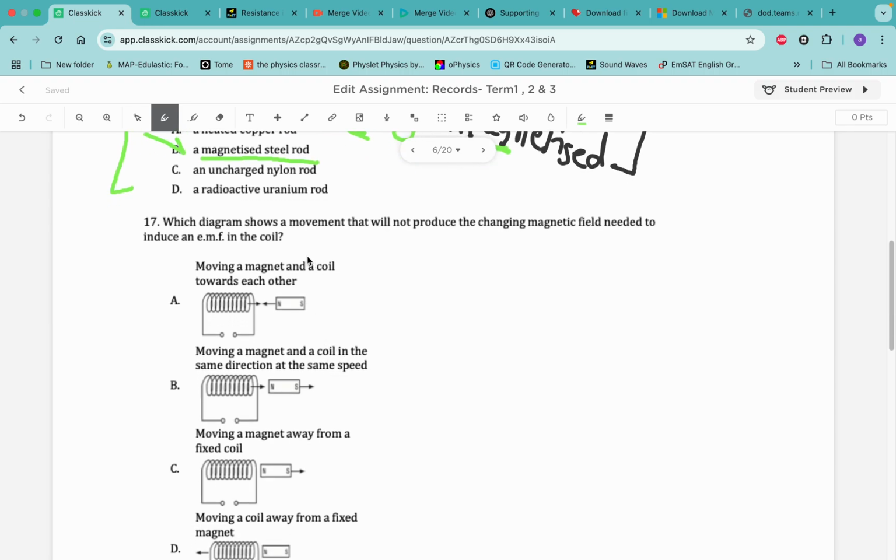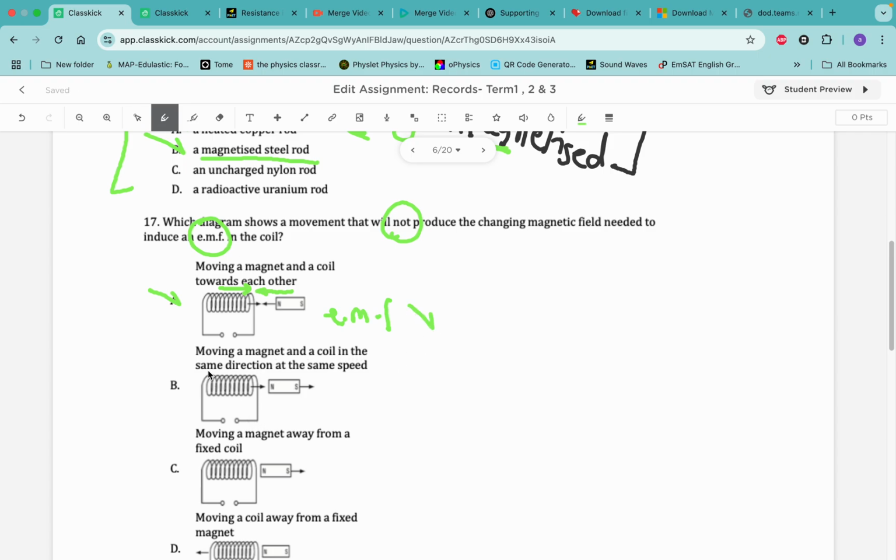Which diagram shows a movement that will not produce the changing of magnetic field needed for EMF to be induced? So if we're going to diagram A, these two magnets will be inserted and the coiled wire will be moved across the magnetic field. So this is correct. This will induce EMF. EMF will be induced.